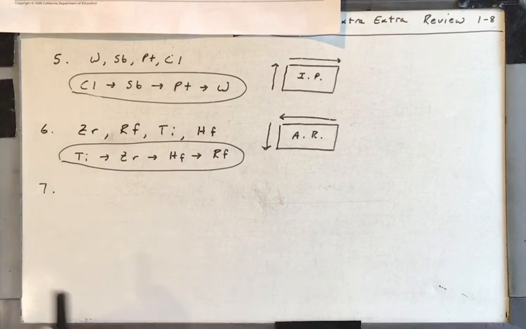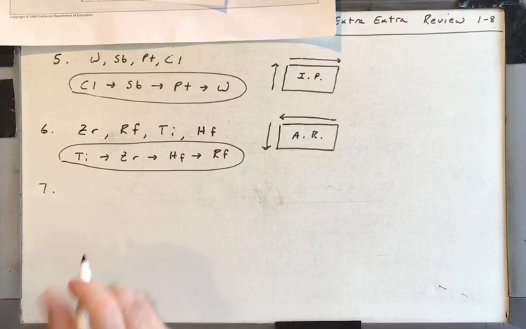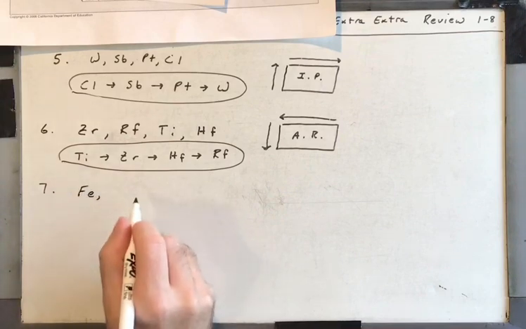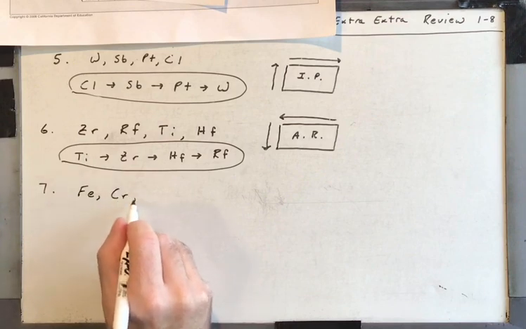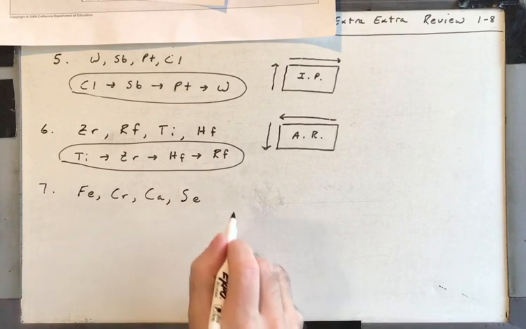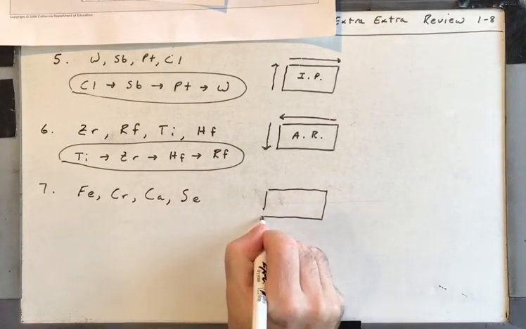All right, number 7, last one of these. See if you got it right. Hopefully you paused the video and tried it on your own. We're going with electronegativity: iron, chromium, calcium, and selenium. So electronegativity, draw out that periodic table.